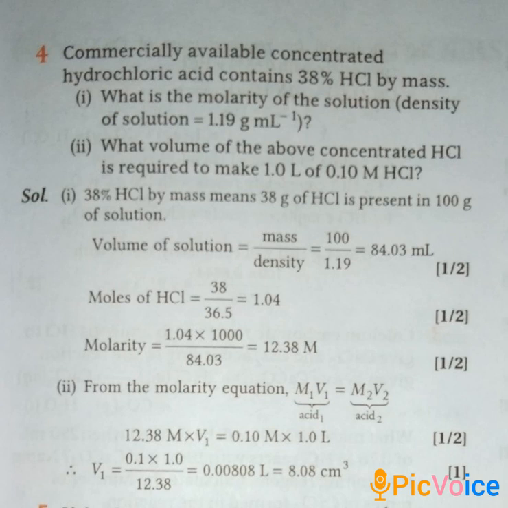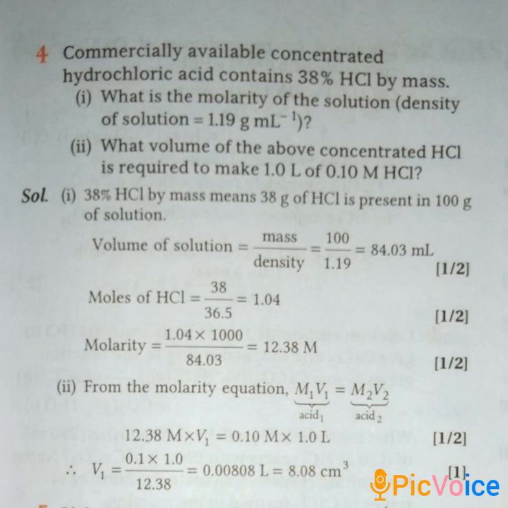So part 1 is, what is the molarity of the solution? Density of the solution is given to you, 1.19 gram per ml. And the second part is, what volume of the above concentrated HCl is required to make 1 liter of 0.1 molar HCl.